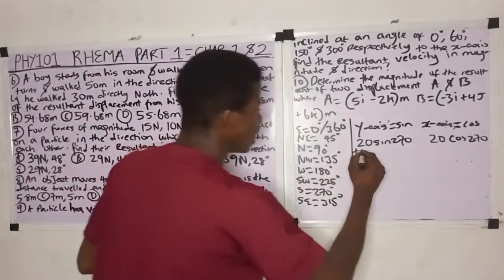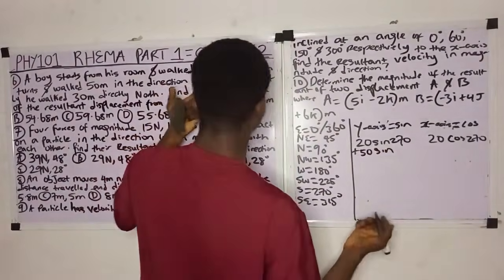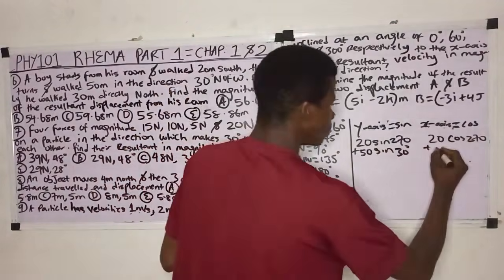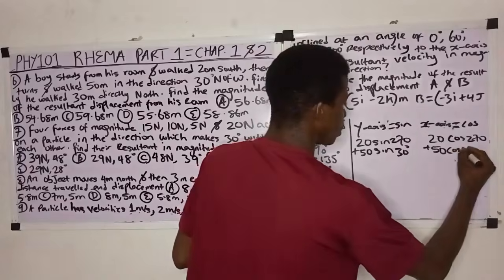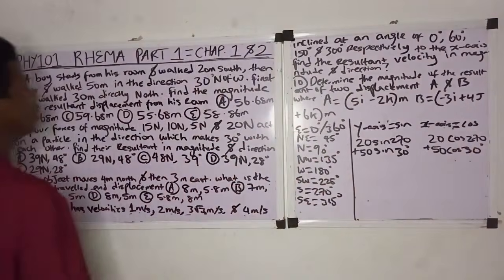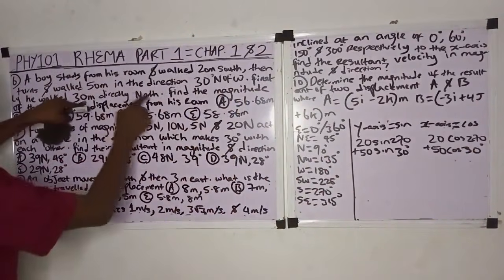Then turn and walk 50 meters in the direction of 30 degrees northwest. So you do it like this: 50 sine. They said in the question 30 degrees, right? So 30 degrees. Then go here, plus 50 cos 30 degrees. Okay, let's continue.